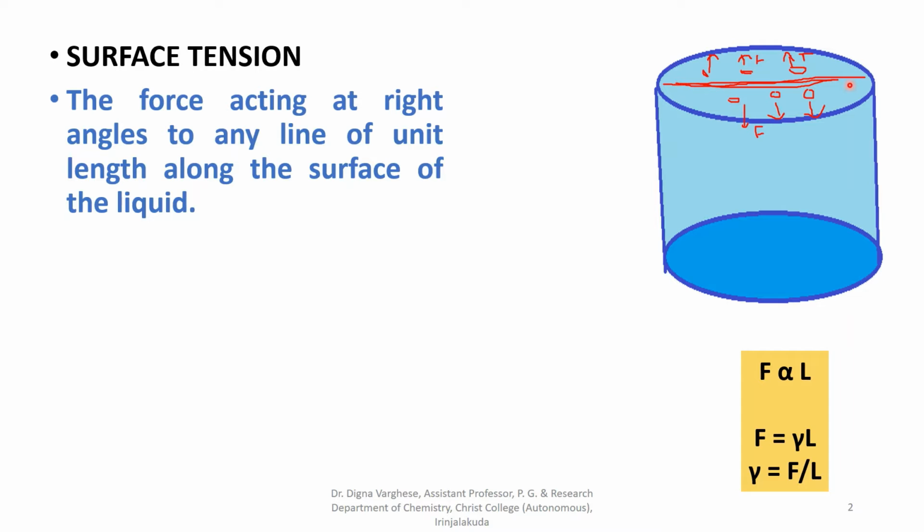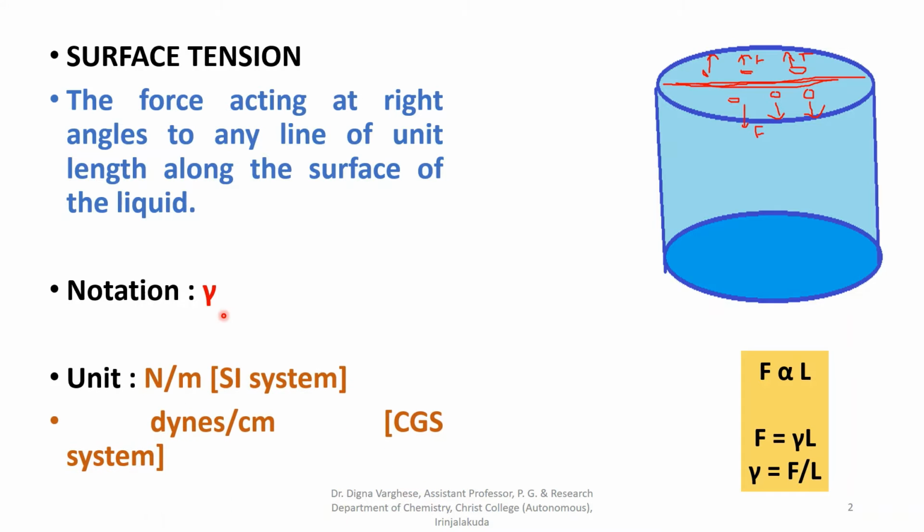For unit length, that particular molecules exert some force at right angles to this particular line. So F is equal to surface tension into length. That is, surface tension is equal to force by length. Surface tension is denoted by the letter gamma, and its unit is Newton per meter in SI system, and dynes per centimeter in CGS system.